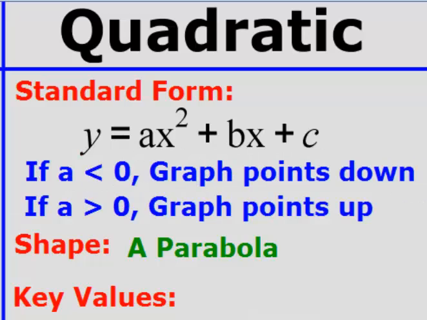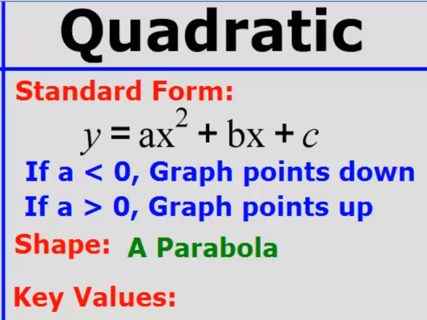I do want to go over this real quick. If a is less than 0, which way does the graph point? Down, right? So who remembers from last year, if the graph points down, did we create a minimum or a maximum? A maximum, right? It's kind of backwards from what you think.